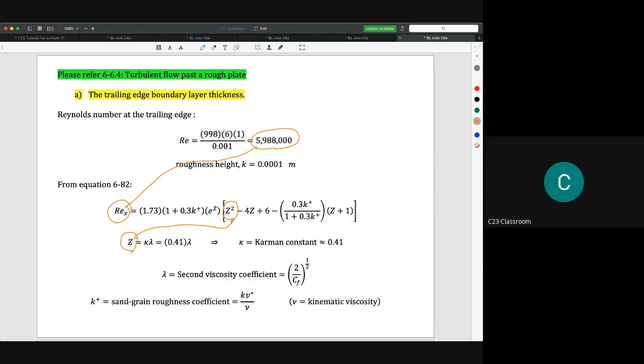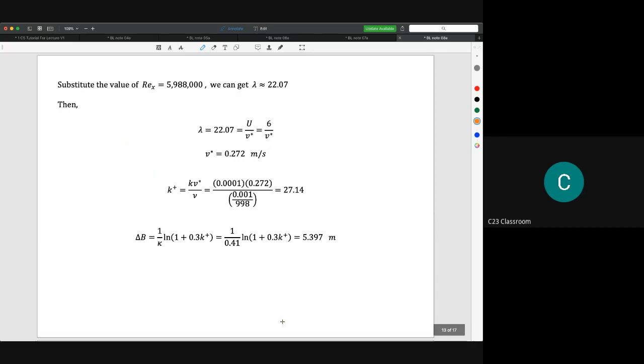So that means we have 0.41 lambda. And then here we could substitute the V star with U over lambda. And then we could substitute the total value of this as K plus into this calculation. So now the only unknown in this equation is the value of lambda. It's quite difficult, but if you use MATLAB or Excel, you could get that in maybe 1 or 2 minutes after you set all the equations.